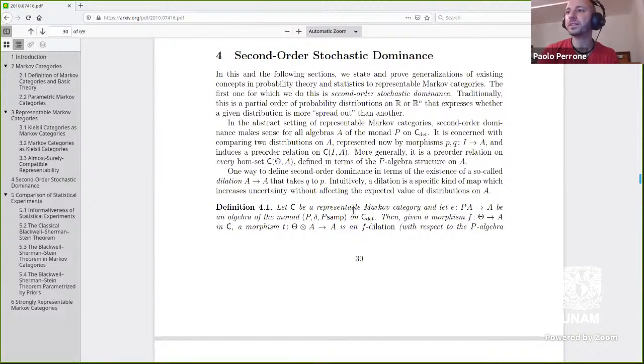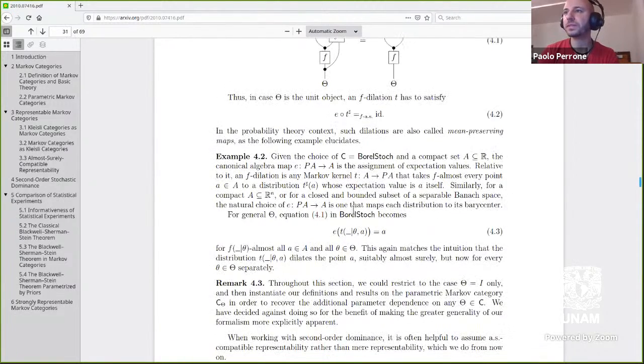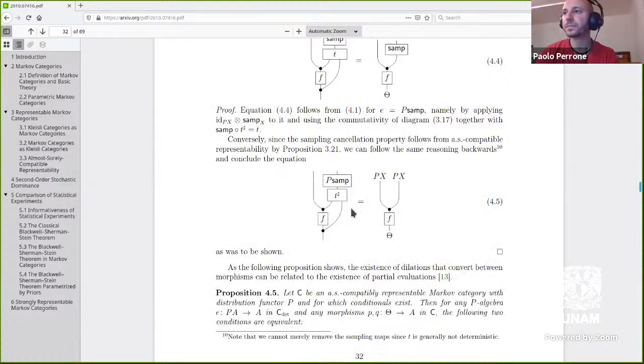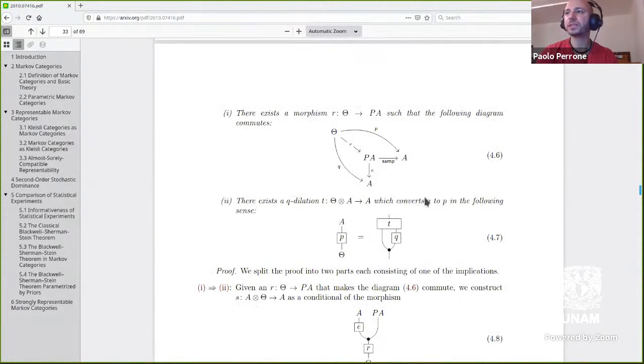That's the same thing as partial evaluations, except that here is how partial evaluations look in Markov categories. That's equation 4.6. So instead of mu and PE, we have sampling and E, where sampling takes a probability measure and gives a random element of A distributed according to that measure. So it's a bit like in a probabilistic program. And E is just the center of mass. So I think it's almost better than usual partial evaluations.